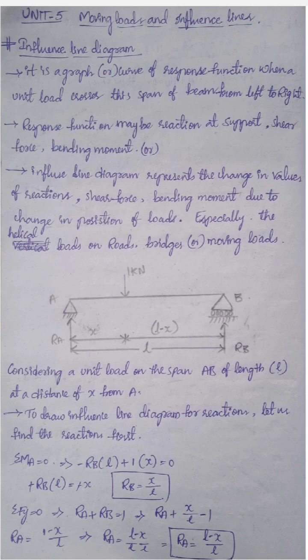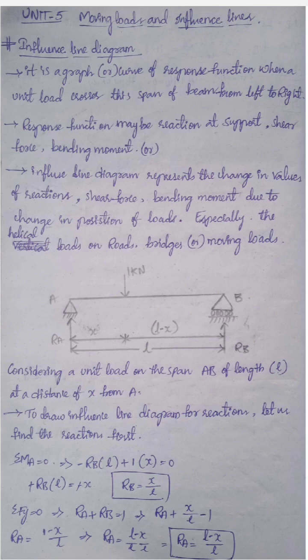You can see a figure here, a simply supported beam and a unit load on it, 1 kilonewton unit load. This unit load is moving from A to B. The total span is length L. Unit load is at a distance of x from support A, and obviously from support B it will be L minus x.